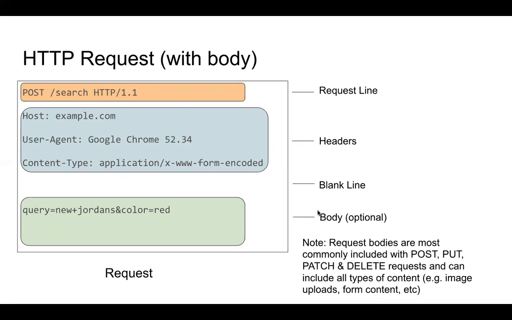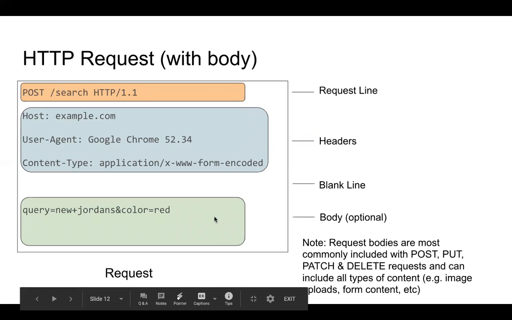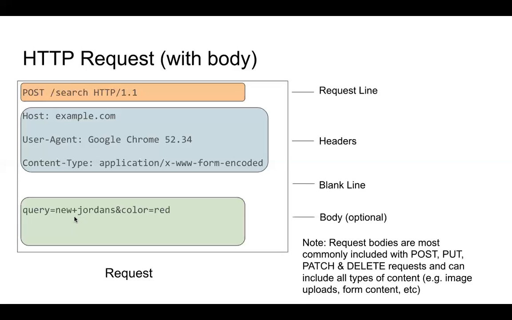And then an optional thing you can include is the body, meaning that's actual data that you're including with your request. In this case, we have a query looking for new Jordans that are red from example.com/search.